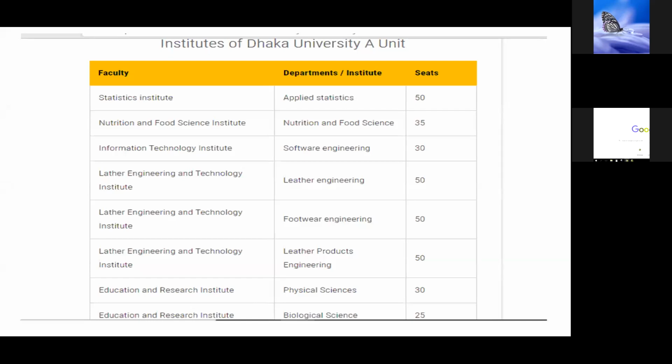Okay, and then you have the Leather Engineering and Technology Institute. Under that you have leather engineering, footwear engineering, and leather products engineering. And you can see a good number of seats are there, right? 50, 50, 50 in every batch. They take 150 students in total.